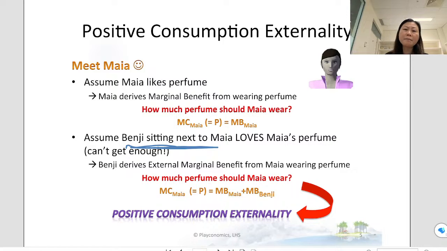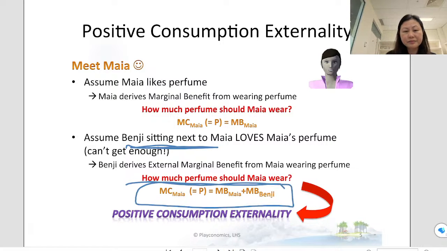Therefore, if you want to maximize social surplus, that is the total benefit of both Maya and Benji, then the cost-benefit analysis should be more about the company with the marginal cost and the marginal benefit of both Maya and Benji, which is this. This is an example of positive consumption externality.